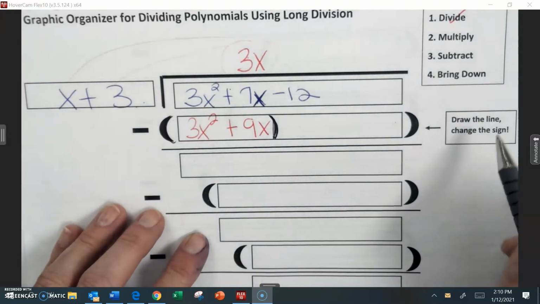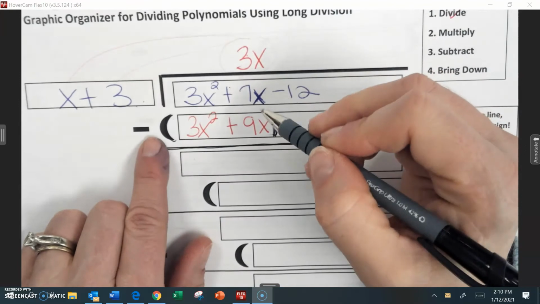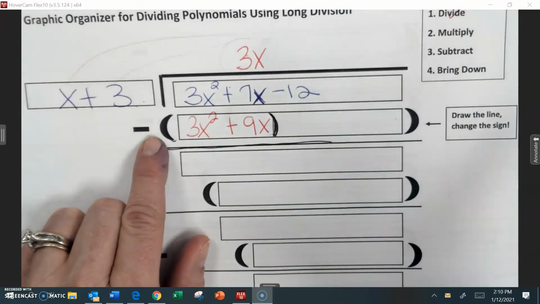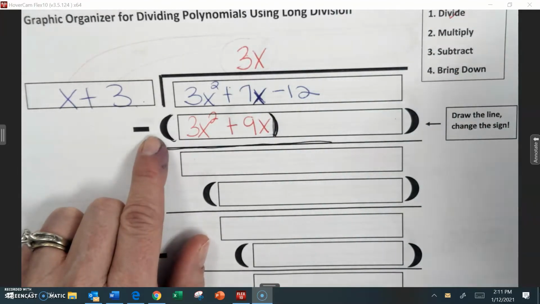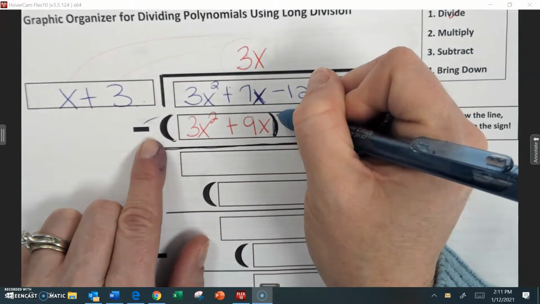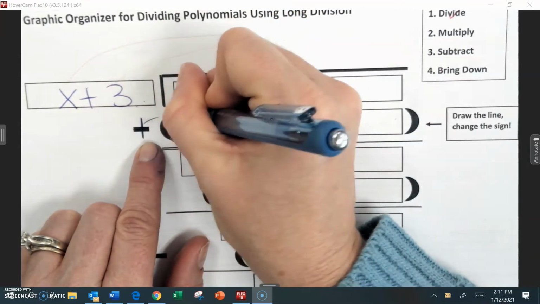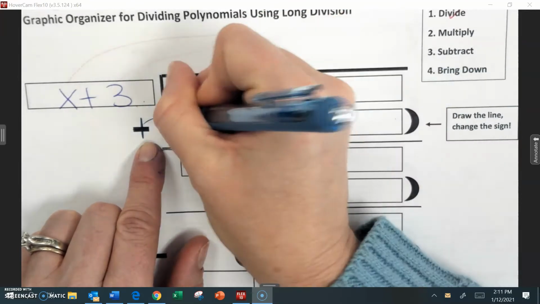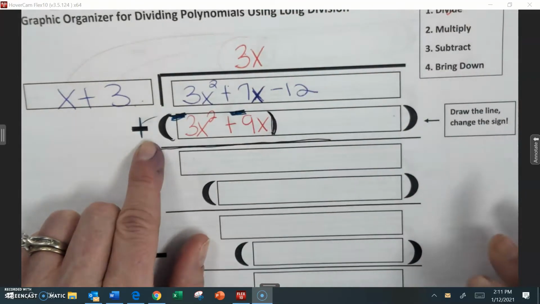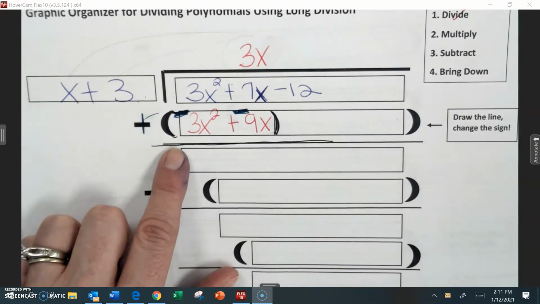If you'll notice, it says draw the line, change the sign. Well, they already drew that subtraction line for you. But remember, if you are good at doing this, you are subtracting, okay? This has to be distributed. That negative has to be distributed through. So that's the same as adding a negative and a negative. And I really exaggerate so that I don't get lost with my pencil when you're doing your homework, so that you know what you're doing here, okay?